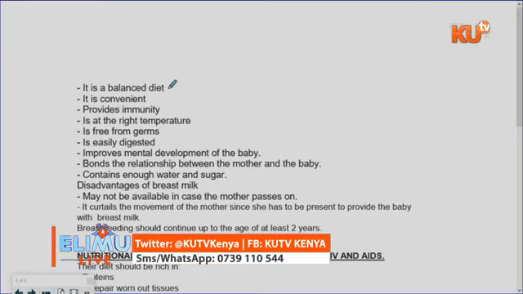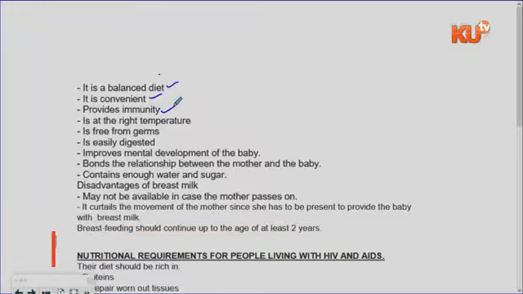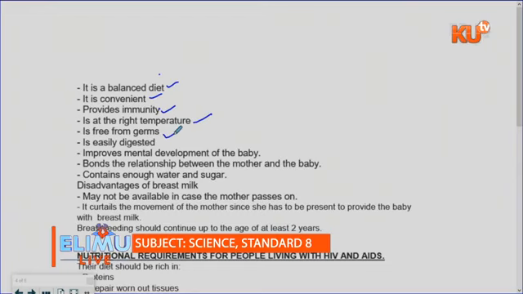One, the main advantages or the value of breast milk. One, it is balanced. The cheapest balanced diet for an infant is breast milk. Number two, it is convenient. Convenient means it is readily available. Number three, provides immunity. And I told you the main reason why they are supposed to take colostrum is to boost their immune system. It was tested in the year 2016, number 31. It is at the right temperature because it comes direct from the mother to the baby. The breast milk is free from germs, or some books say it is free from pathogens.